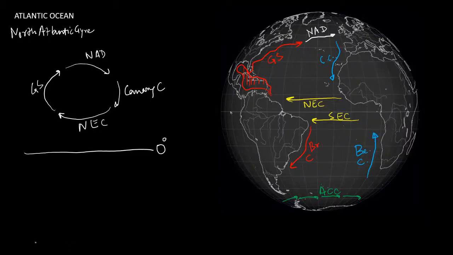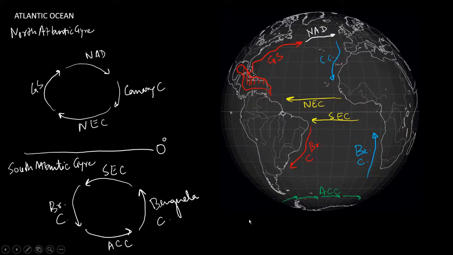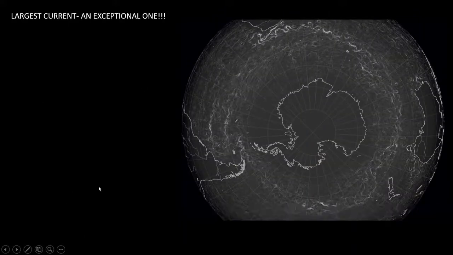So this gives us the South Atlantic gyre. South Atlantic gyre. It has the South Equatorial Current, Brazil Current, Antarctic Circumpolar Current, and the Benguela Current. So I hope you understood how these ocean gyres are formed in the different oceans. And this is what I was talking about.